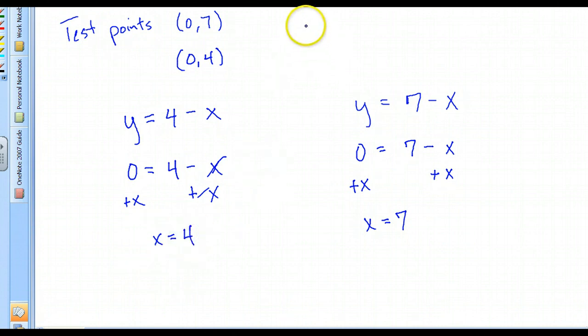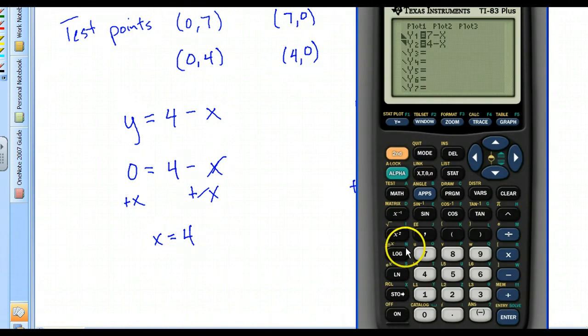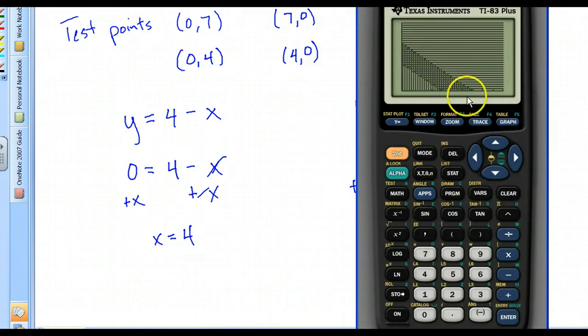Okay, so that means 7, 0 and 4, 0 are also test points on here. Okay, so 0, 4, 4, 0, 0, 7, 7, 0, and that's the boundaries of this region. 0, 0 does not work here. Okay, it's not in the shaded region, so it can't be a value.